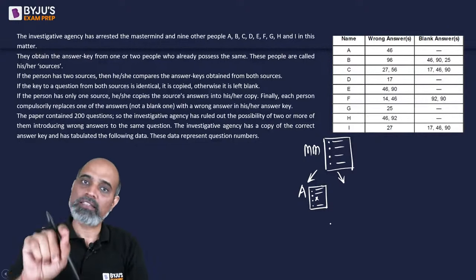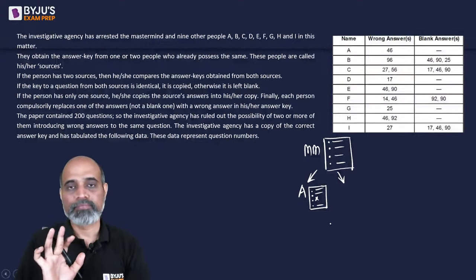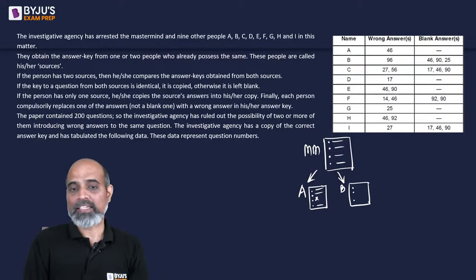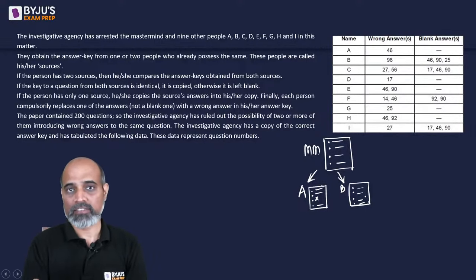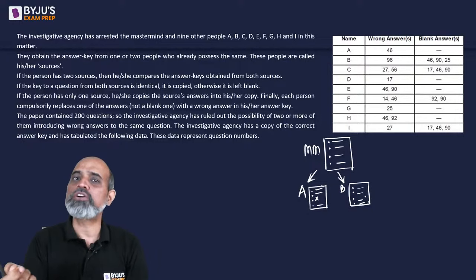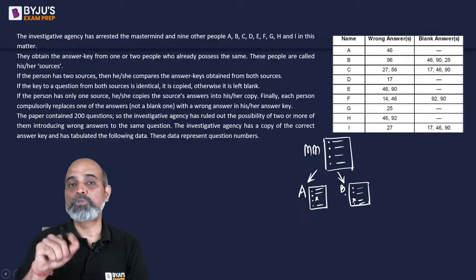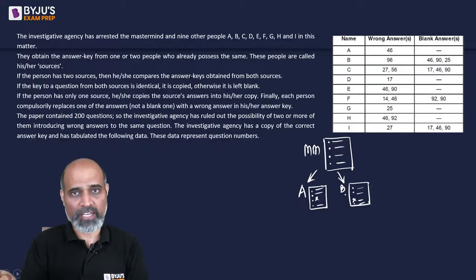एक आंसर गलत जानबूझ के डाल देता है वो. ठीक है? Now, suppose B is another guy who copies from mastermind itself. So what he does is he copies exactly everything that mastermind had, the exact answers. फिर वापस जाके one of the question answers, he makes a mistake there, as in he opts out a different option. ठीक है?